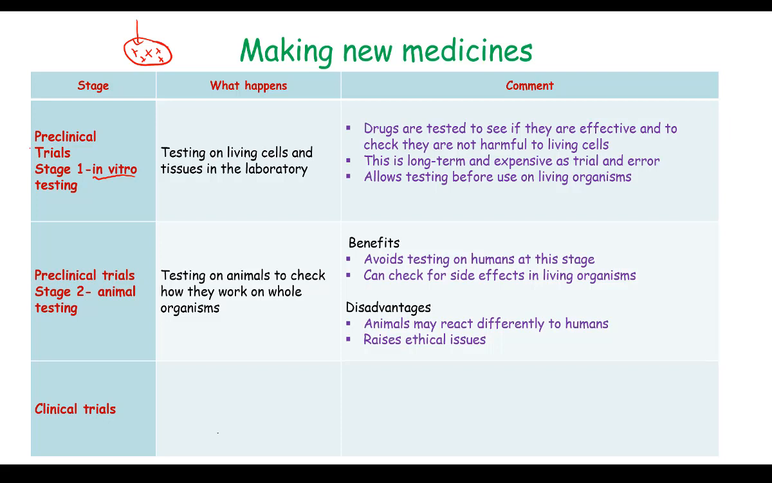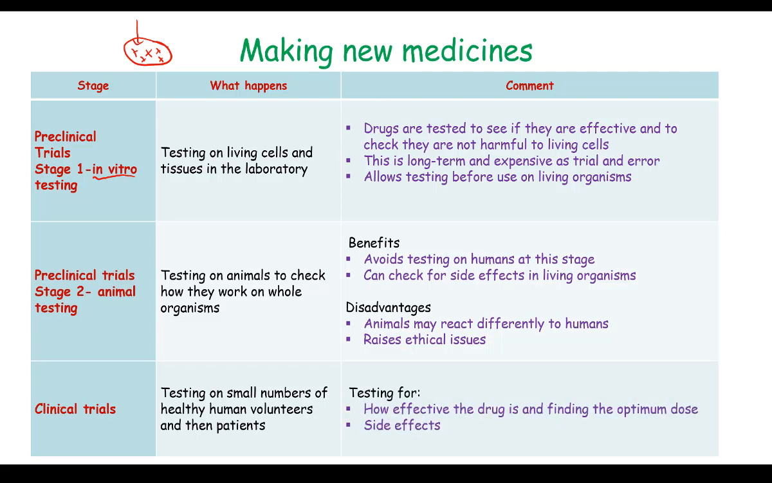If a new medicine passes in vitro testing and animal testing, they'll go to clinical trials. In clinical trials, the drug is tested on a small number of healthy human volunteers and then patients. So this is basically trying to find out how effective the drug is and finding the optimum dose, and also seeing if there's any side effects. All in all, this process can take years. And the three main stages were testing in a petri dish in a lab, testing on animals, and then clinical trials, which is on humans, healthy humans, and patients.